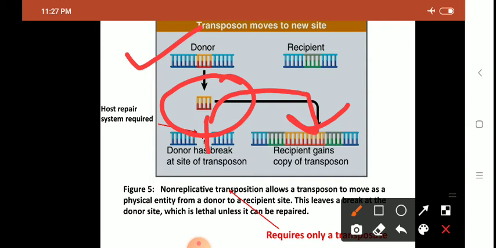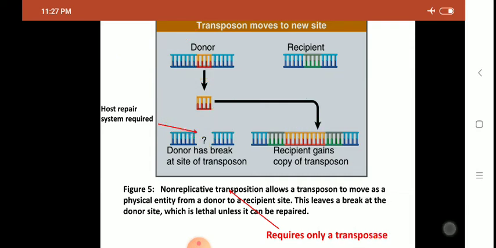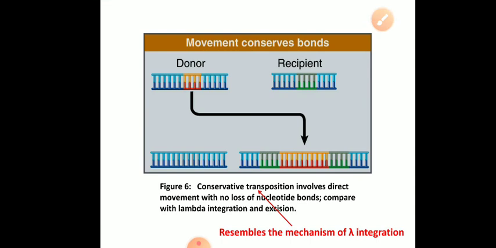So the donor loses the transposon and the recipient gains the transposon, and only the transposase enzyme is required. This creates a gap or a break in the donor site, and it may be lethal because it may lead to a deletion type of mutation. In this case, repair of the host is required. If not repaired, it may lead to mutation because a break is created at the donor site.